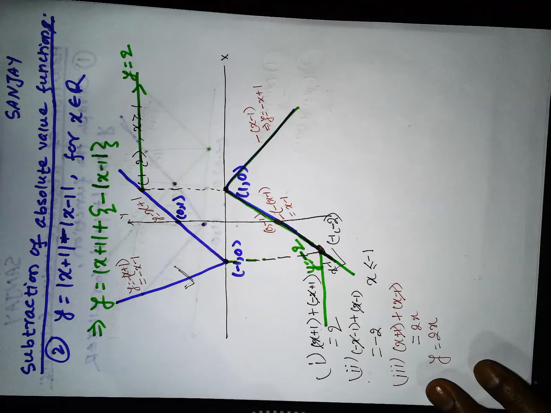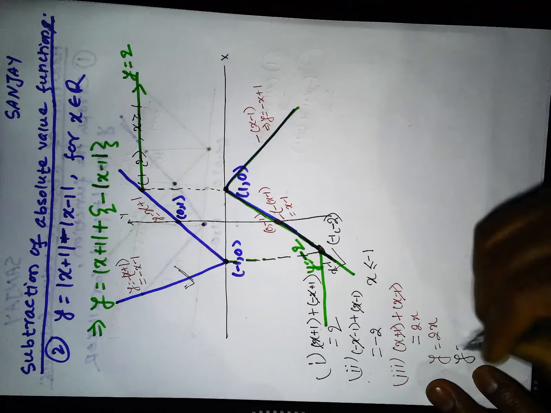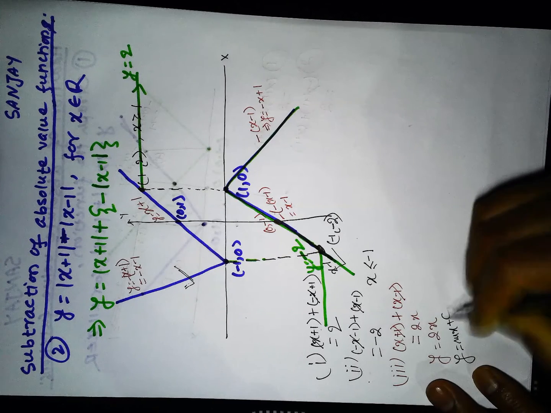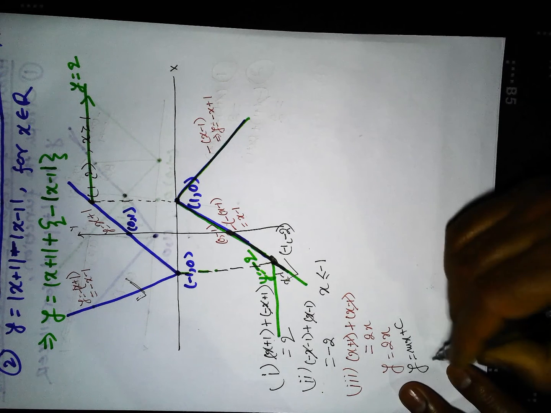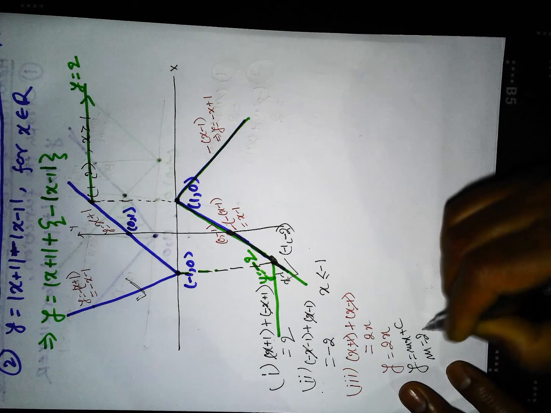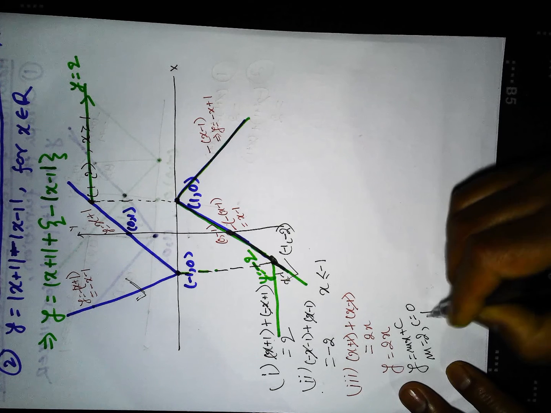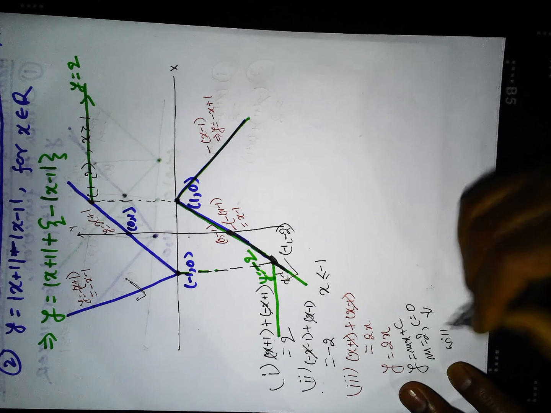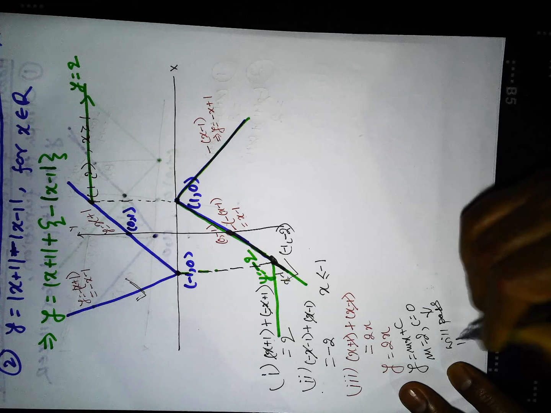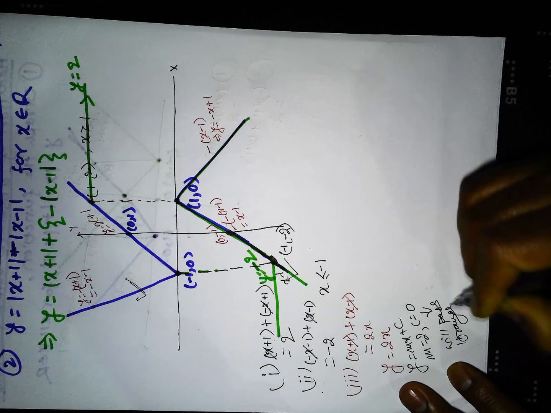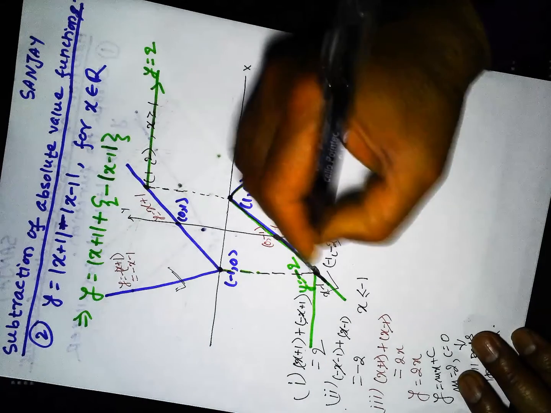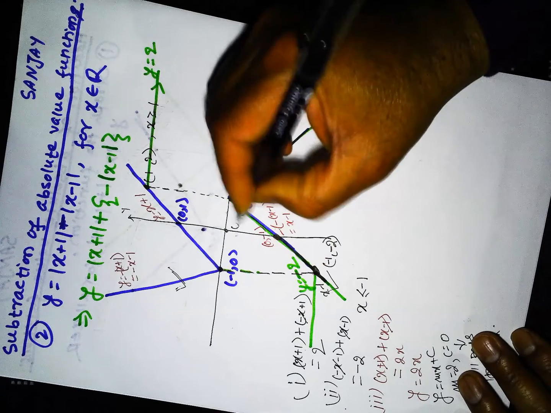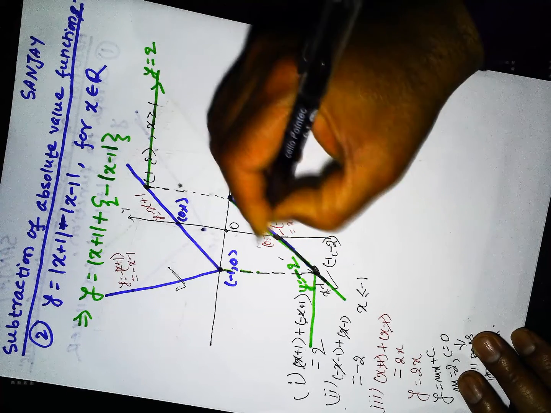So if you compare this line with the equation y equals to mx plus c, your value of m is going to be 2 and value of c is going to be 0. That means your line will pass through the origin. That means our line will be here, this is O, so our line will pass this way.